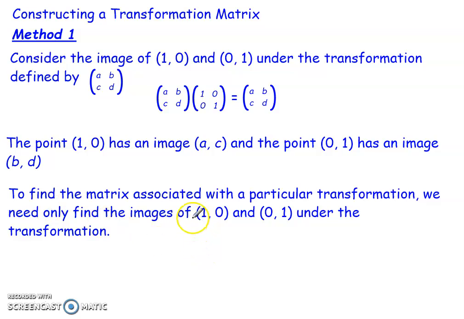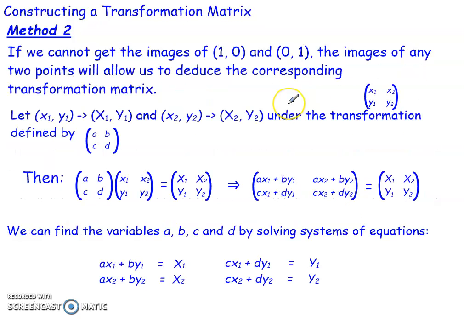Now, all I need to do is find the images of 1, 0 and 0, 1 under the transformation, and I get the matrix associated with that particular transformation for that system. However, there are times when we don't have that. There are times when we don't have the coordinates of the x and the y intercepts. What would we do under those circumstances? Well, if we cannot get those, the image of any 2 points allows us to deduce the corresponding transformation matrix. That would be given by this here.